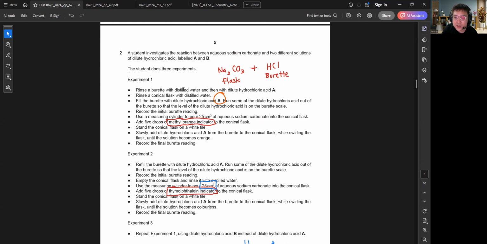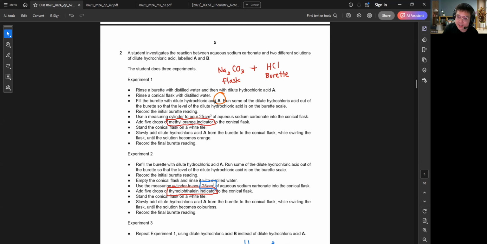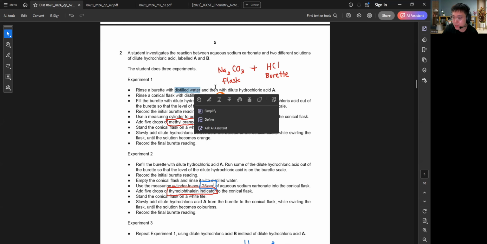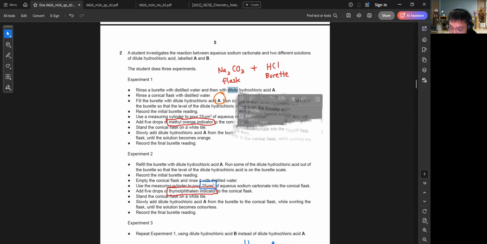Rinse a burette with distilled water. See, so they already tell us it's a burette. And normally in chemistry, when we use a burette, it will be titration. All right, so let's continue reading. So rinse it with distilled water and then with dilute hydrochloric acid. So normally we do this to make sure 100% we are flushing out the extra leftover water inside the burette. Why? Because it is dilute hydrochloric acid.